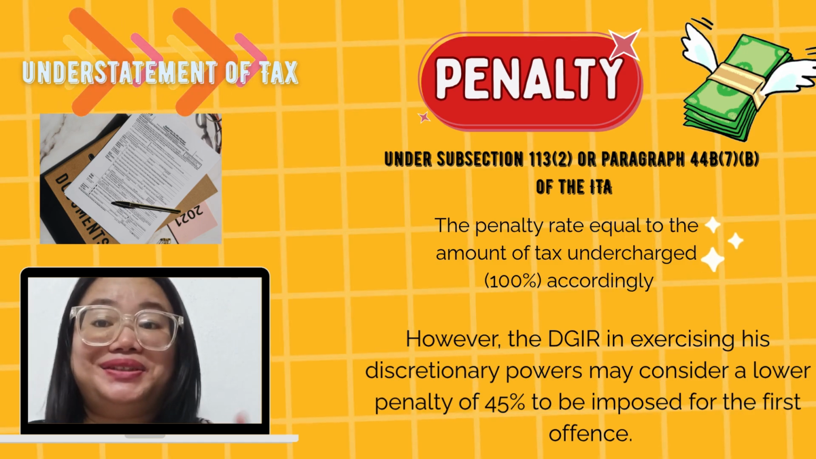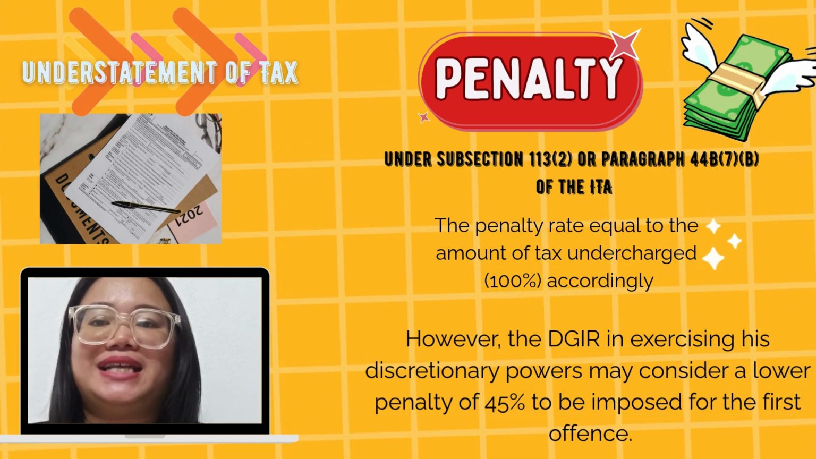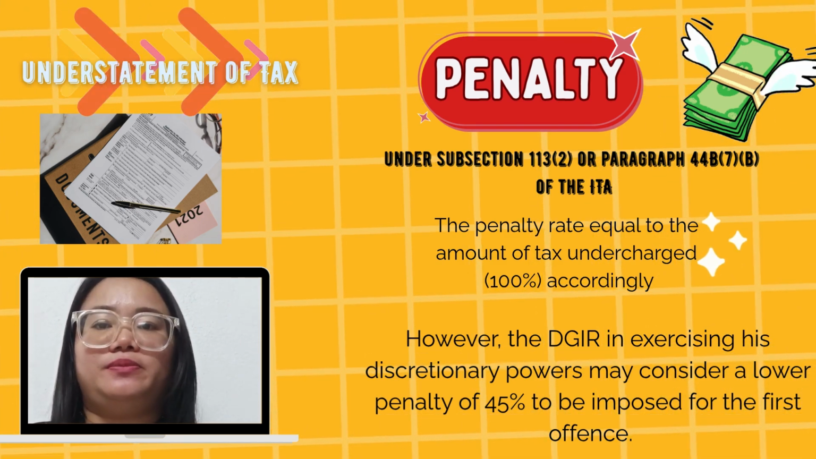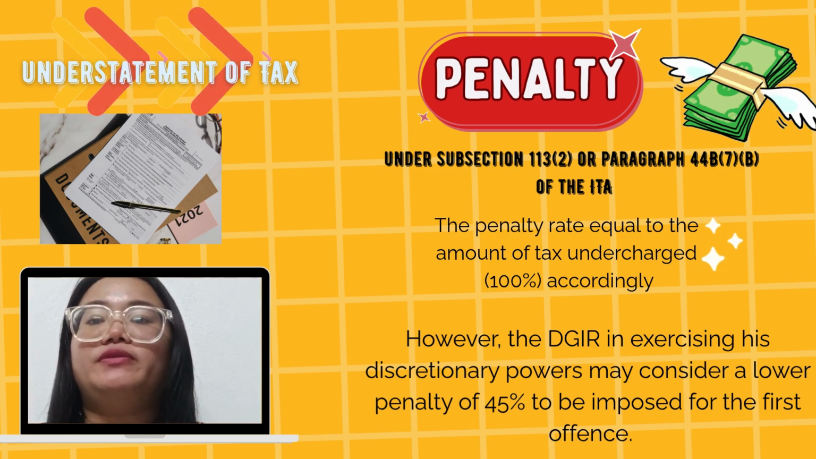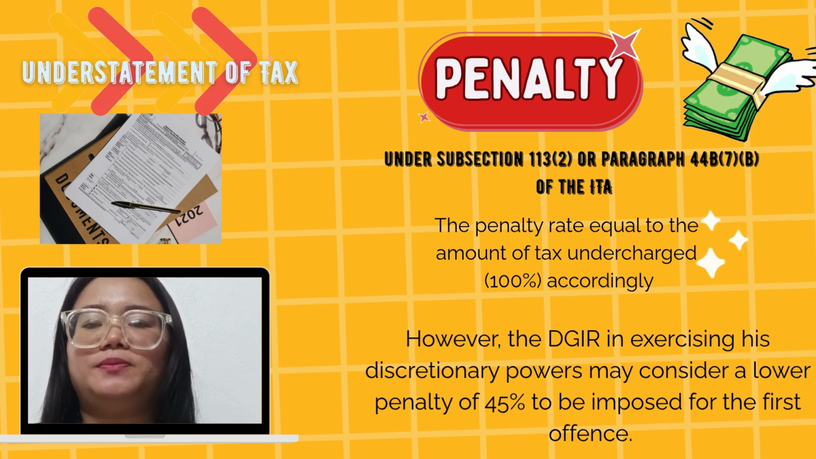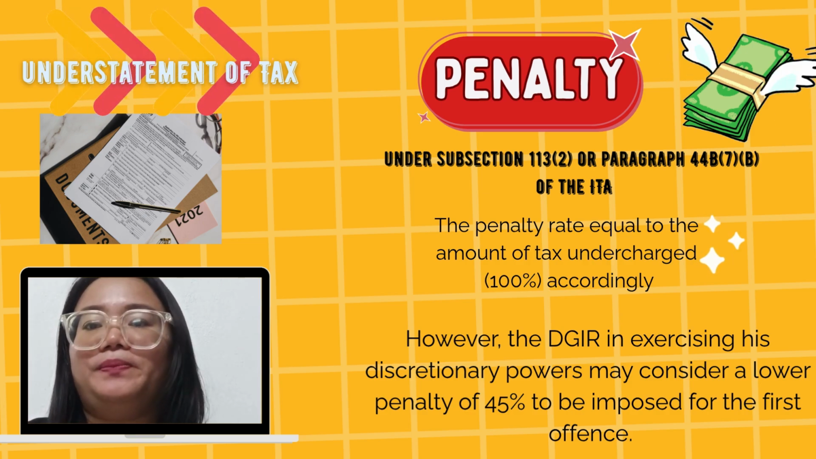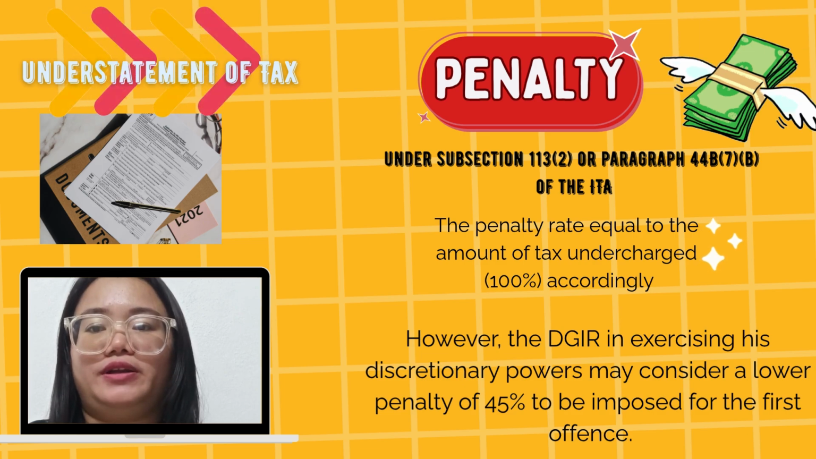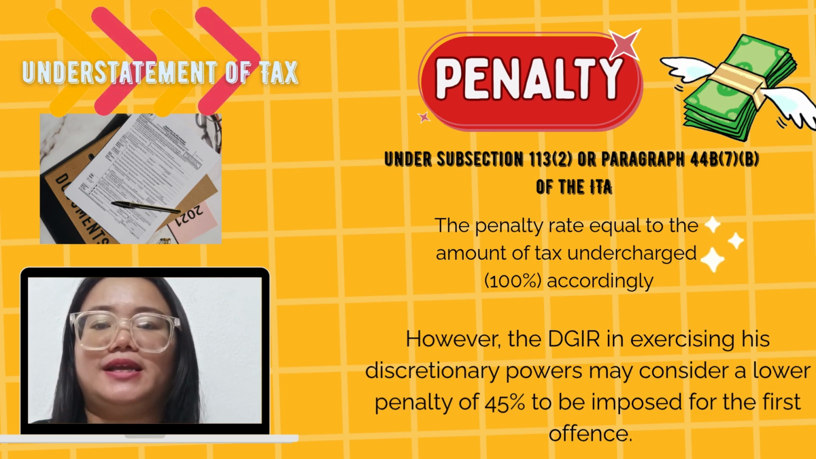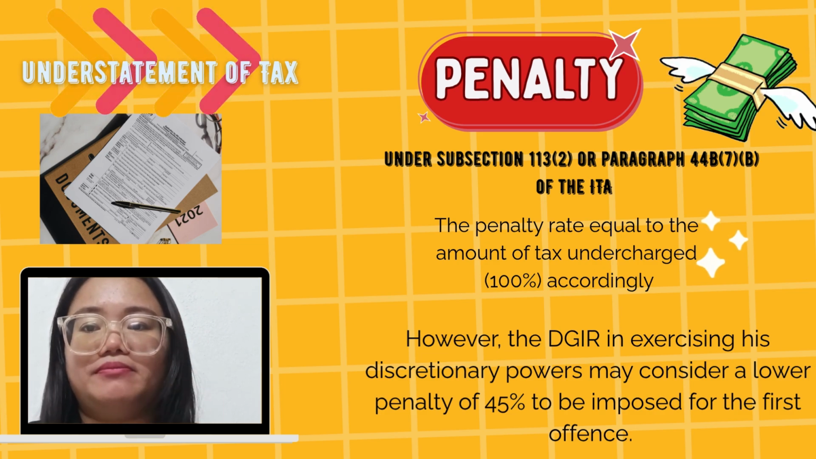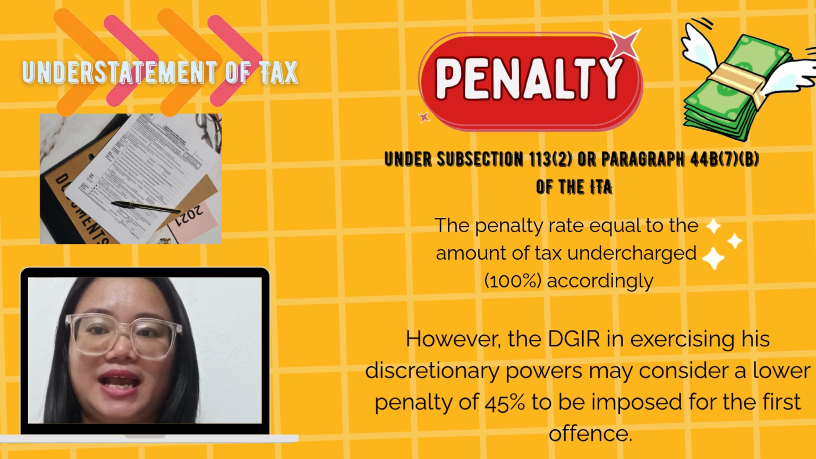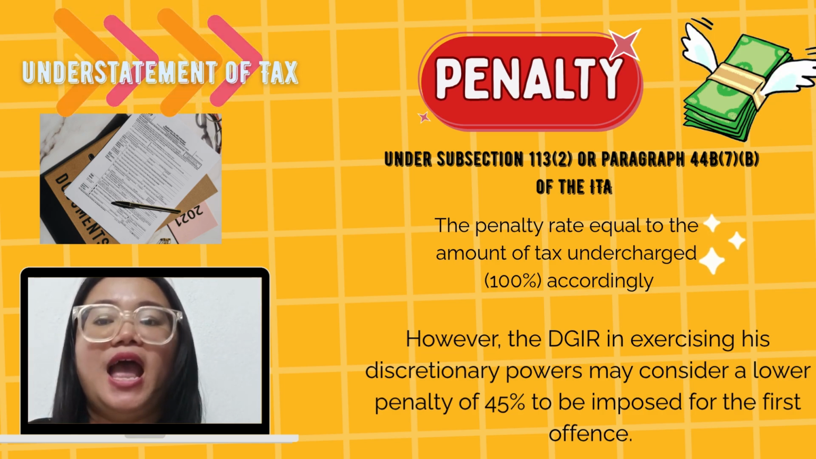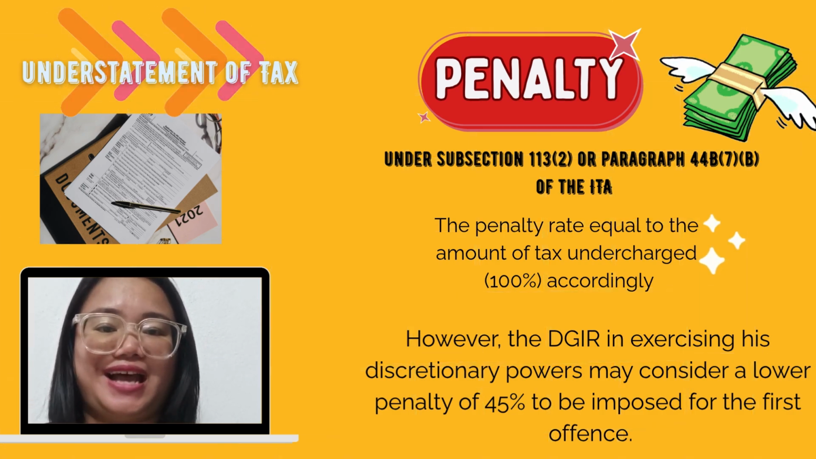During a tax audit, if it's found that a taxpayer has understated or omitted income, a penalty will be imposed under subsection 113(2) or paragraph 44B(7)(b) of the Income Tax Act. The standard penalty is 100% of the tax undercharged. However, the Director General of Inland Revenue has the discretion to reduce the penalty, especially for a first-time offense, to 45%, depending on the circumstances. This emphasizes the importance of accurate reporting and full disclosure at all times.